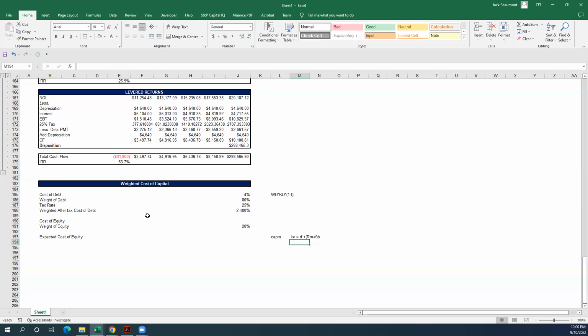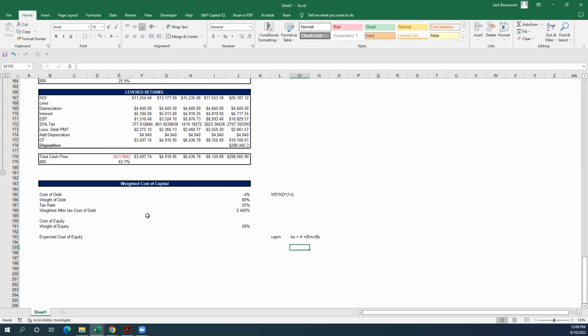But for this, I've kind of modified this formula a little bit, so we can use this. So this is just how I'm going to get my cost of equity. Now, this might not be the most accurate way to do it, but this is about what I would expect is your cost of equity in a real estate deal.